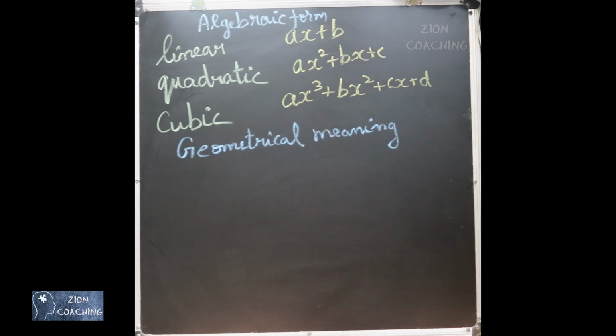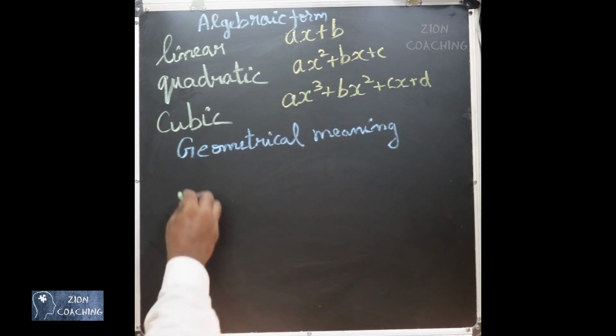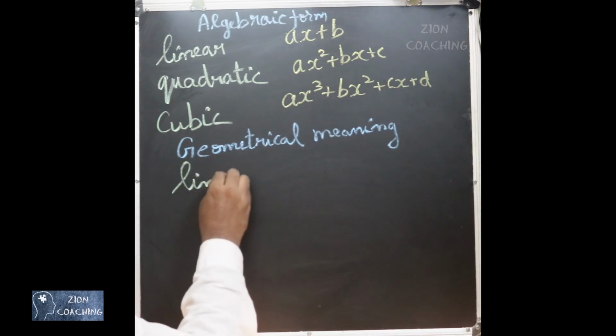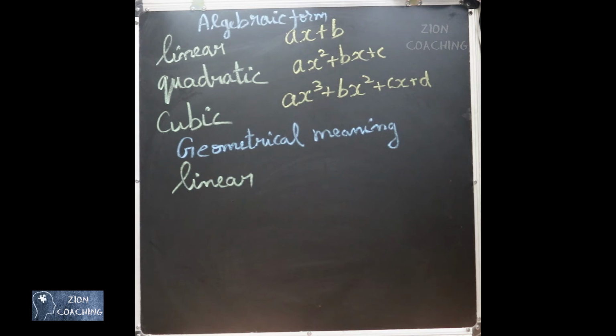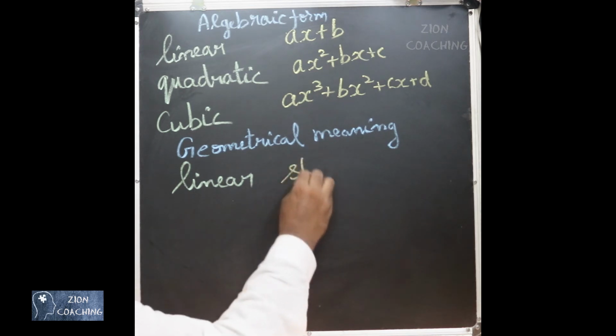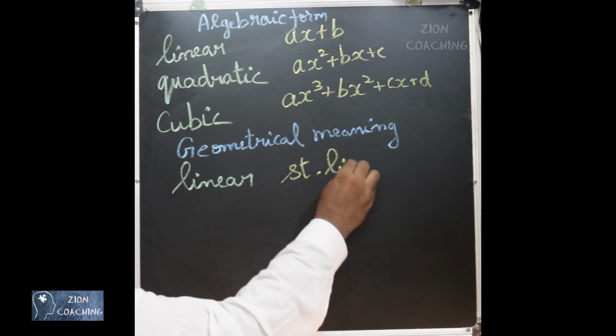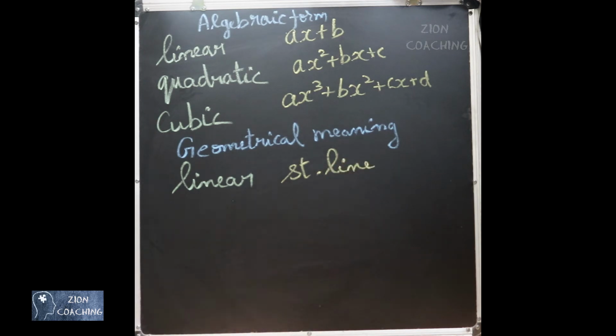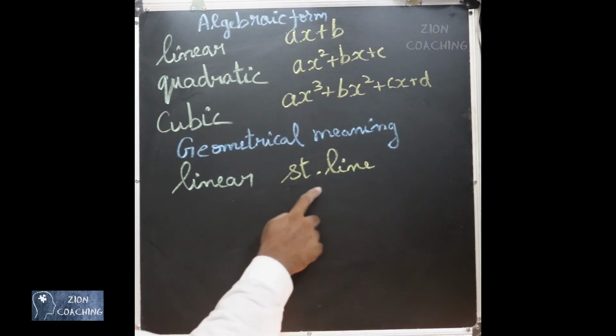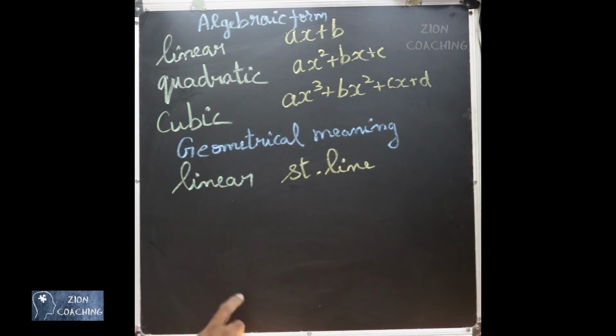When you represent them graphically, whenever you draw the graph of a linear polynomial, you will always get a straight line. Or if the graphical representation is given and you are asked to identify what type of polynomial it is, whenever you see a straight line, automatically you can say that it is a linear polynomial.